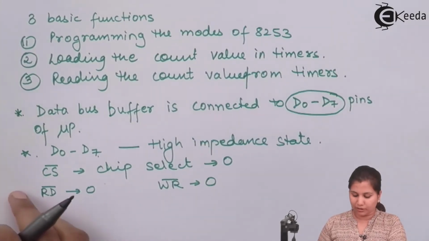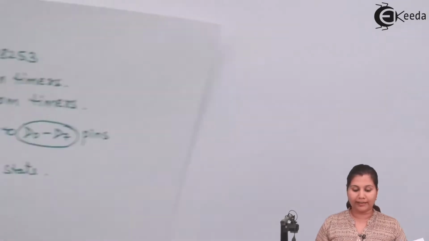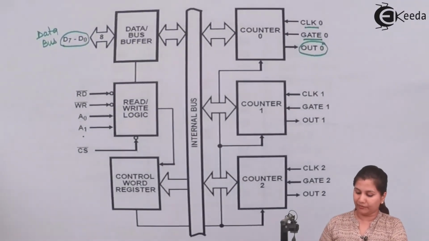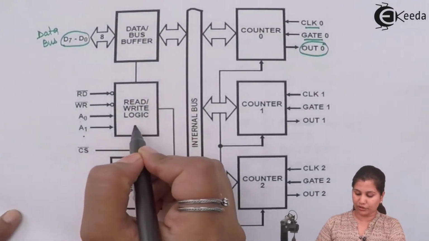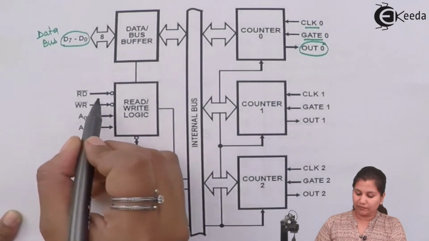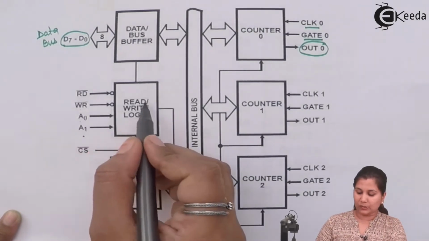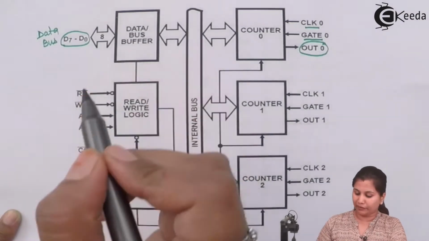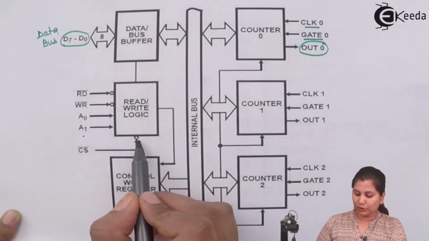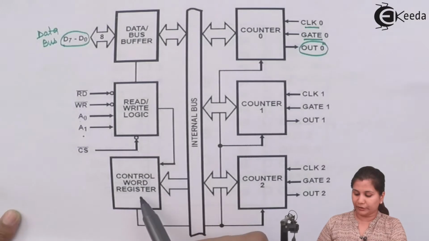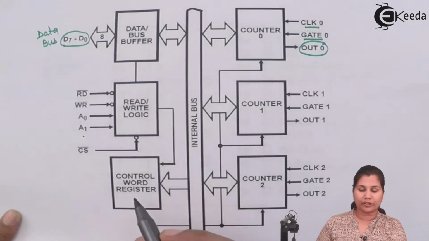Now the next block in the block diagram of 8253 is the read and write control logic. You can see in the diagram here we have the read and write control logic, and in this logic we have the signals read, write, A0, A1, and it is also connected to the data bus buffer, and the chip select signal is also there. Also this signal is connected to the control word register.